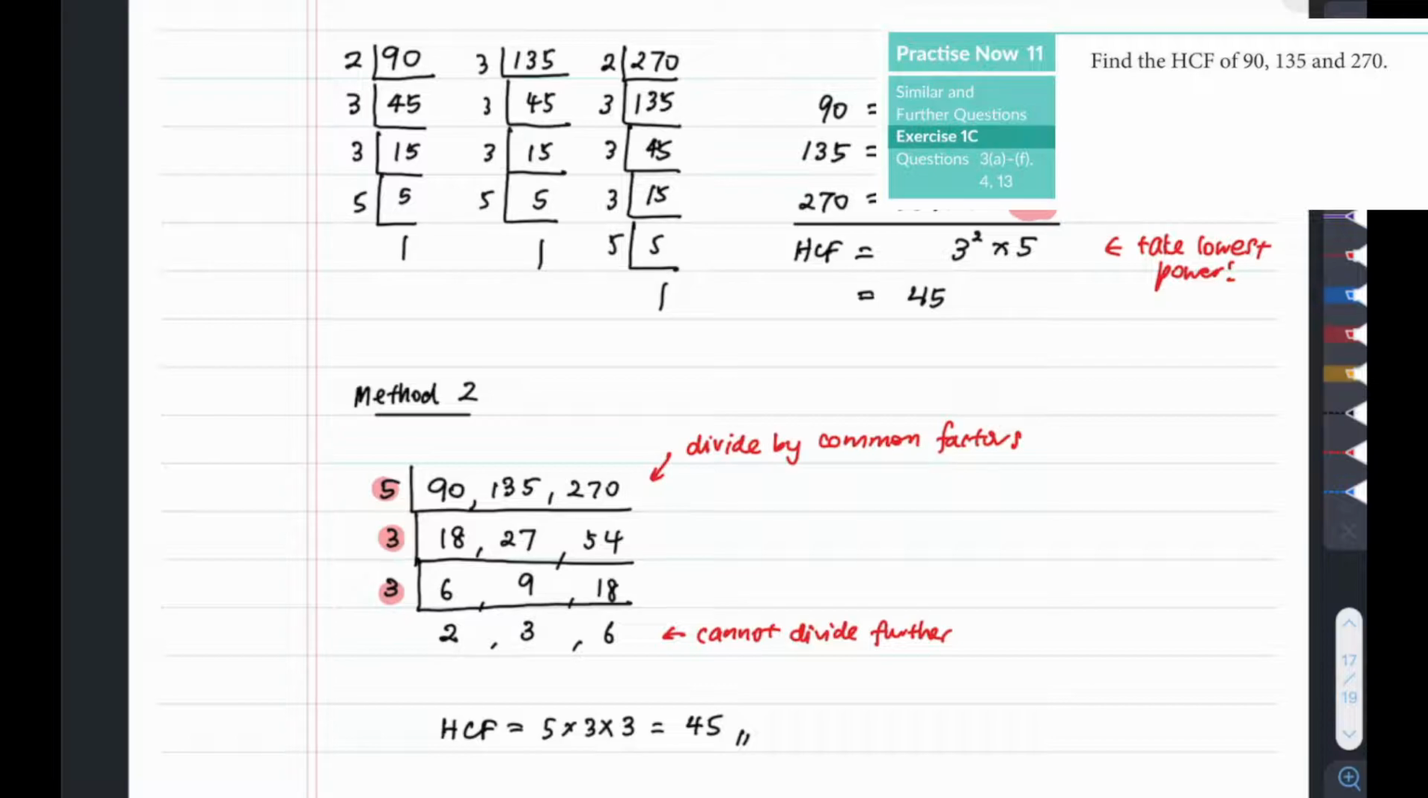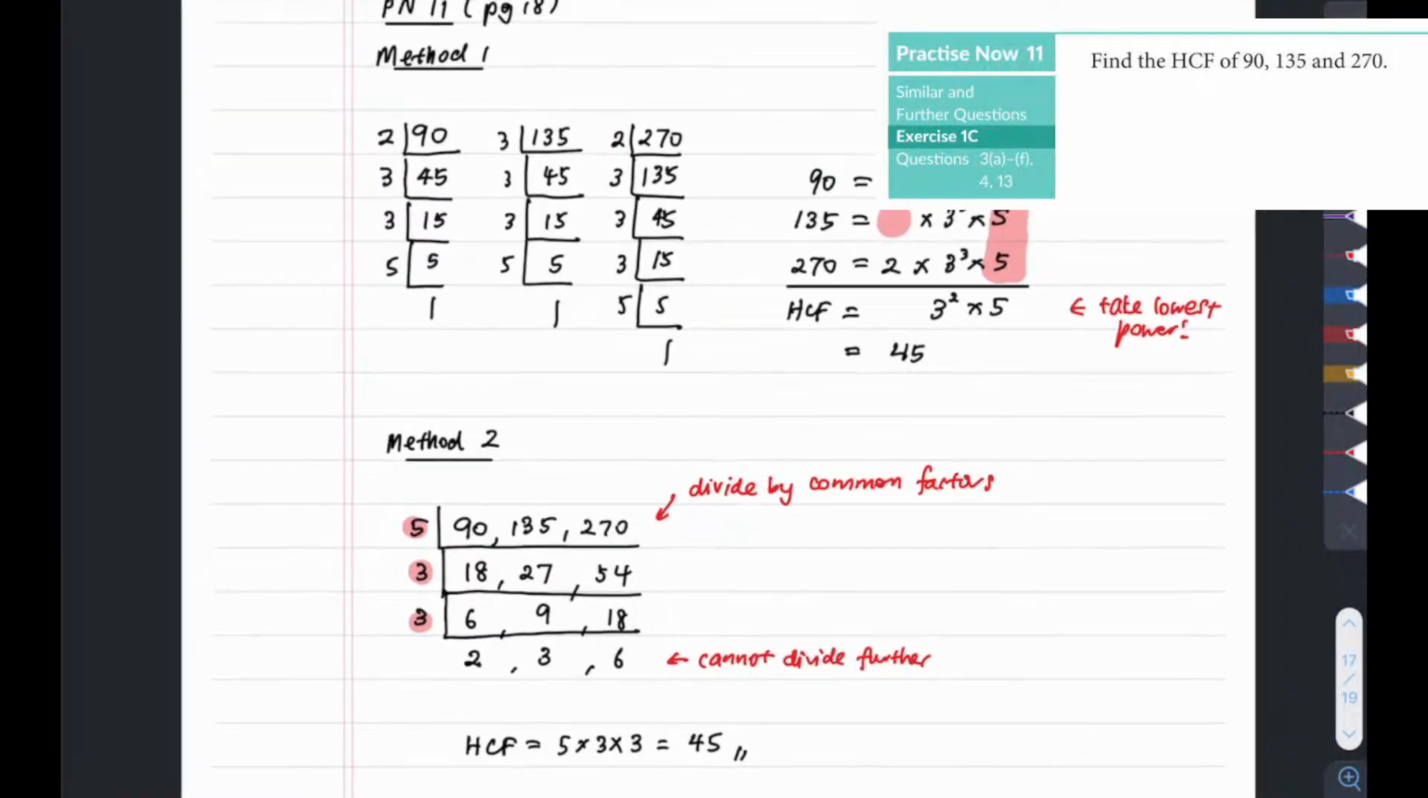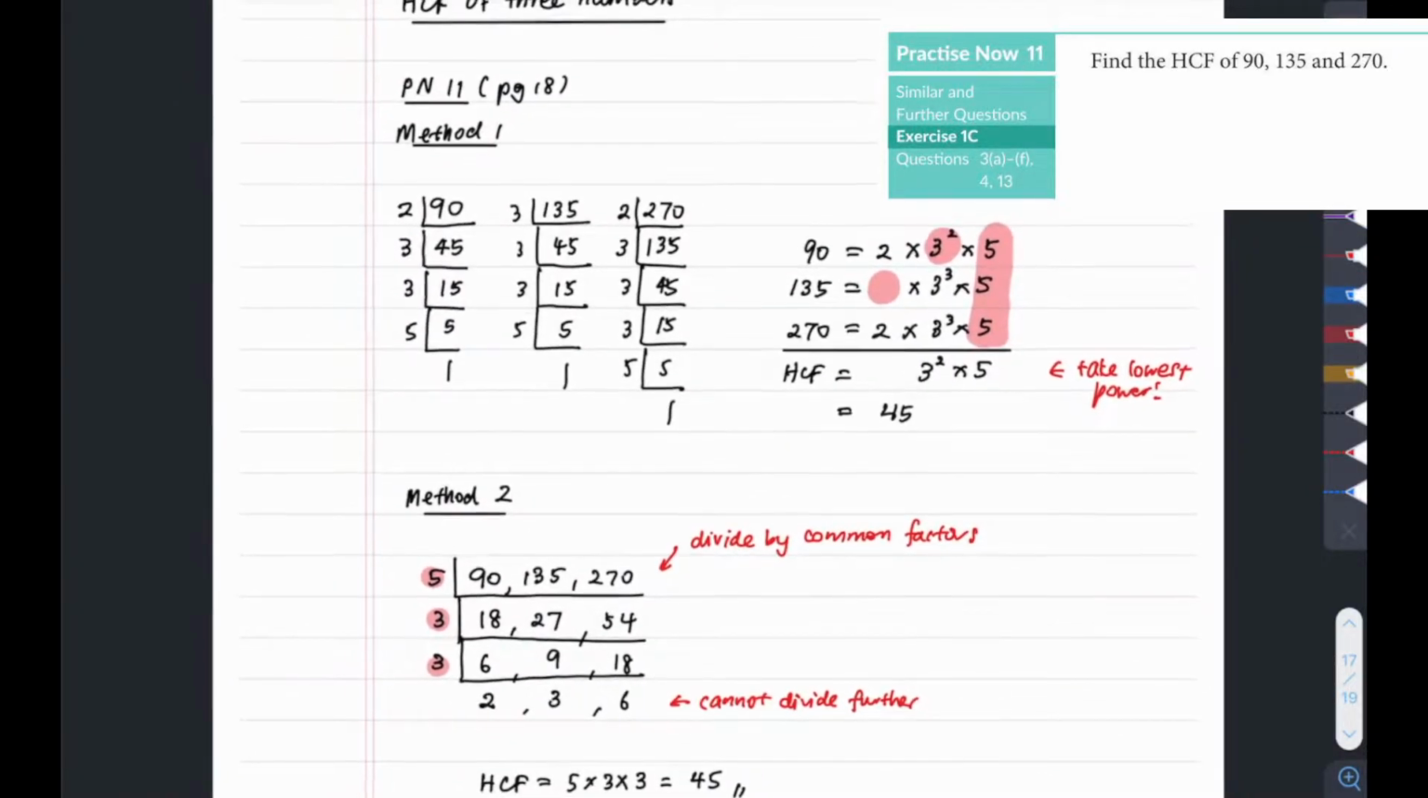So you need to master both methods, and you need to be comfortable with using them. In my opinion, the ladder method will be faster, but the prime factorization will be easier if they have already given you the prime factorization of the 3 numbers. That's all we have for this video.